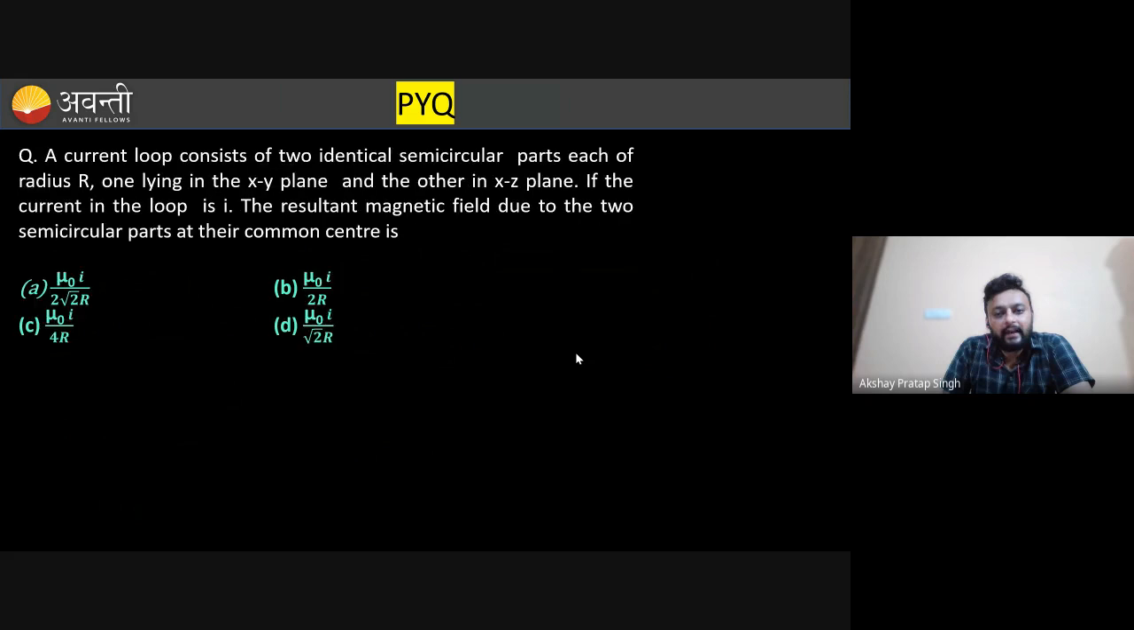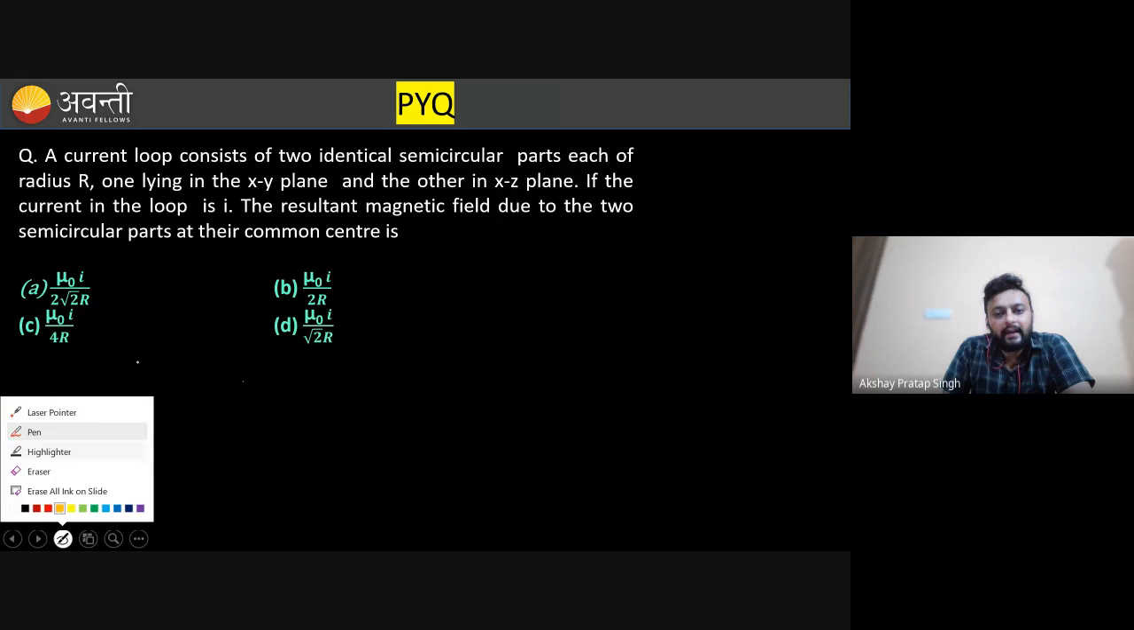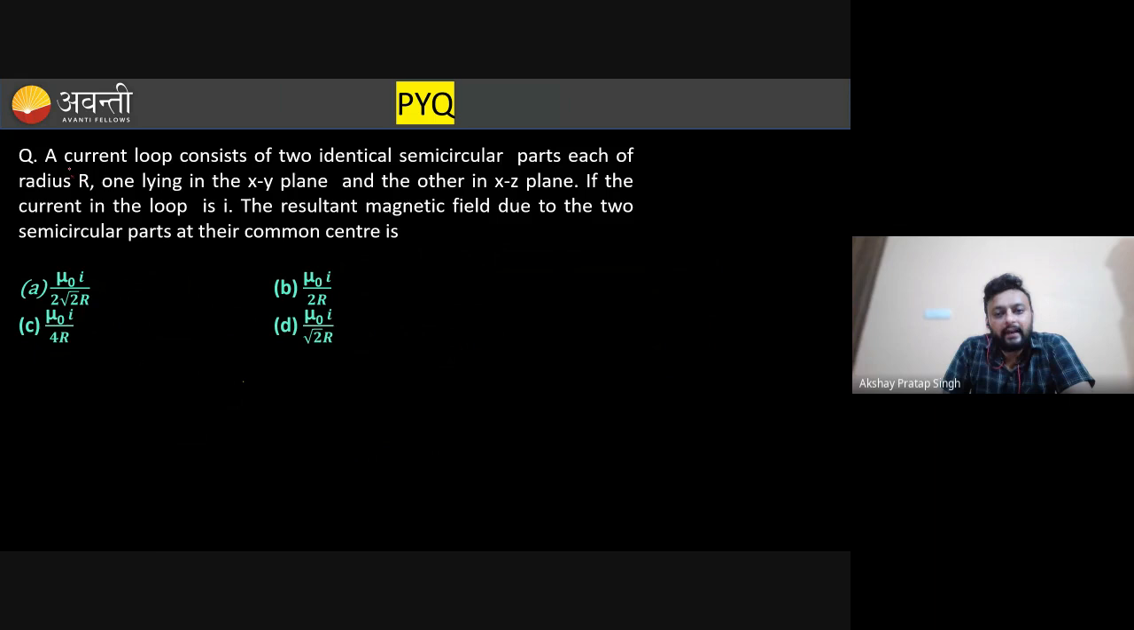There is another question. I'm solving this question here. You need to read the question well, actually. What does it say? A current loop consists of two identical semicircular parts. Okay, one thing is clear in my mind: two semicircular parts, each of radius r, one lying in the xy plane and the other in the xz plane. So first of all, you need to draw the x, y, and z axes.